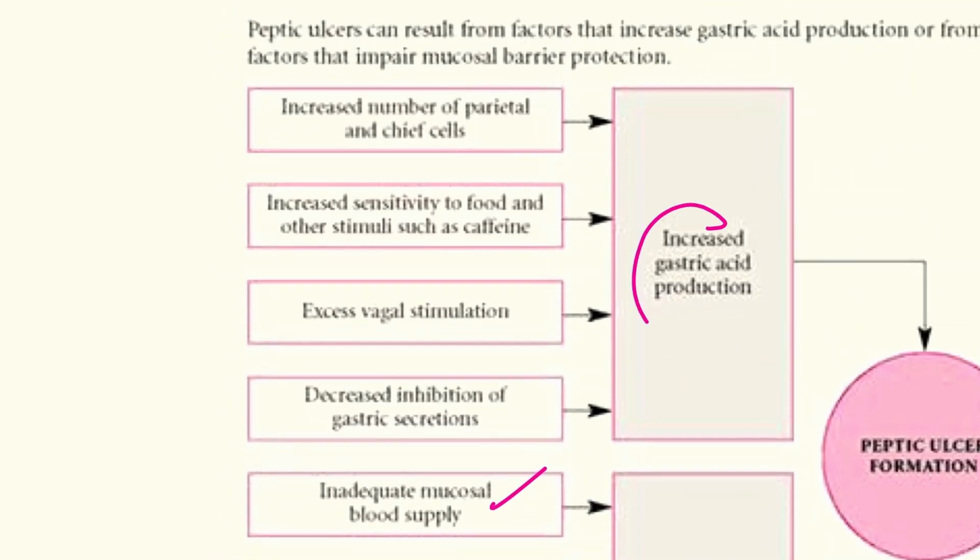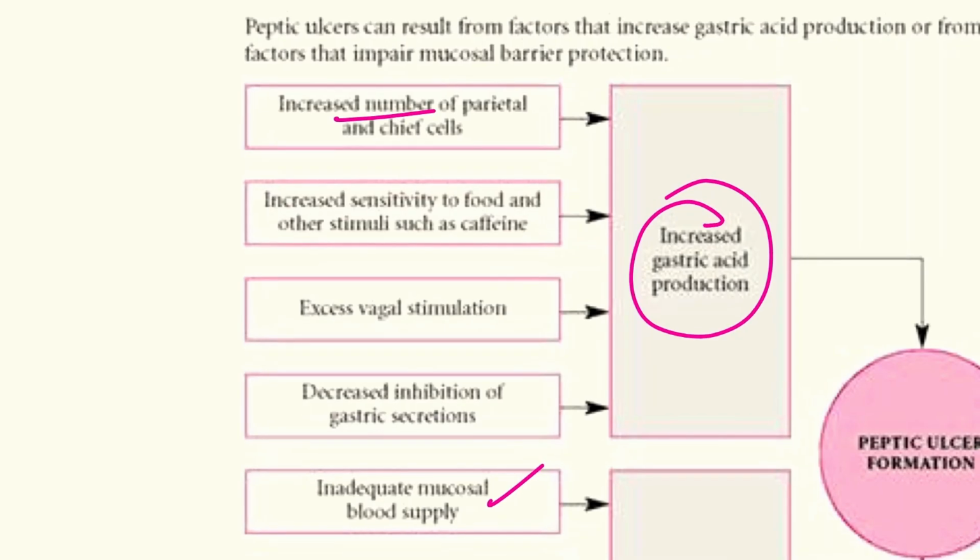Here are the things that will increase gastric acid production, so the hostile factors. Increased number of parietal cells and chief cells that make the pepsin and the hydrochloric acid. Increased sensitivity to food and other stimuli like caffeine. Some people get heartburn as soon as they start drinking caffeine. The coffee, they get it really bad. Excess vagal stimulation. That's why some people get a vagotomy. And decreased inhibition of gastric secretion.